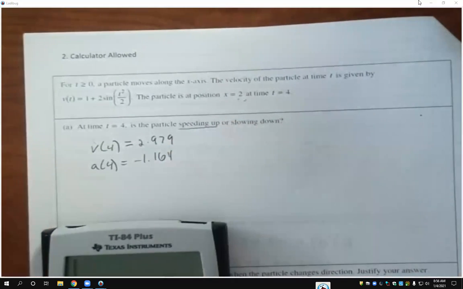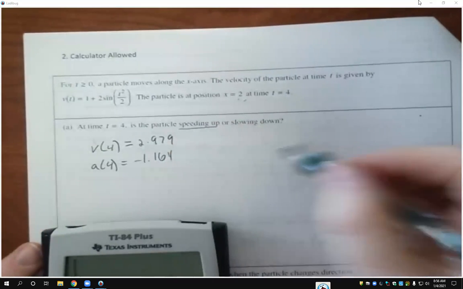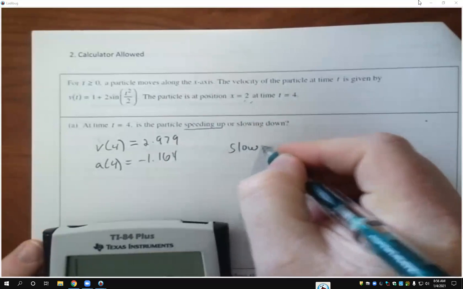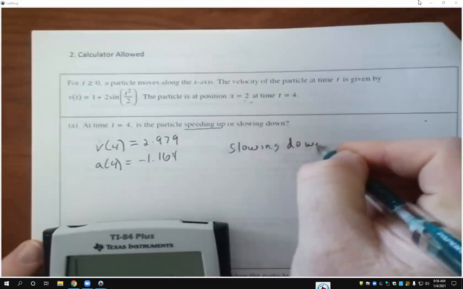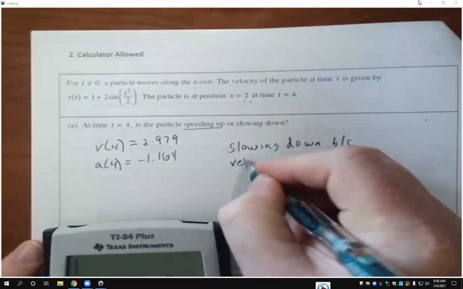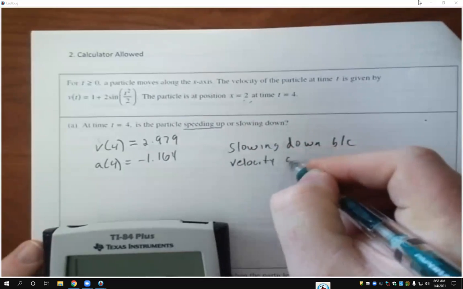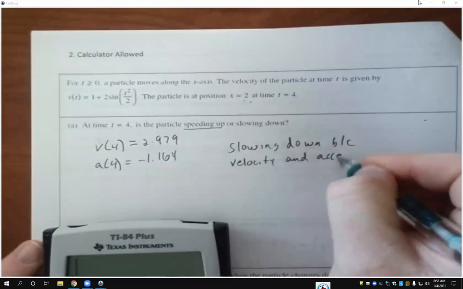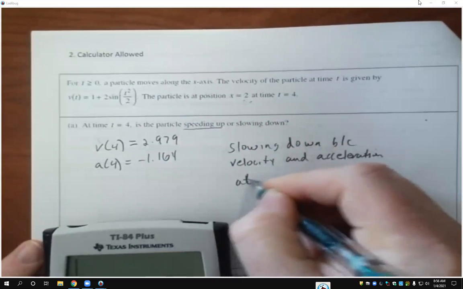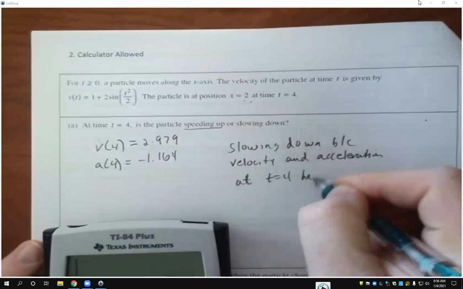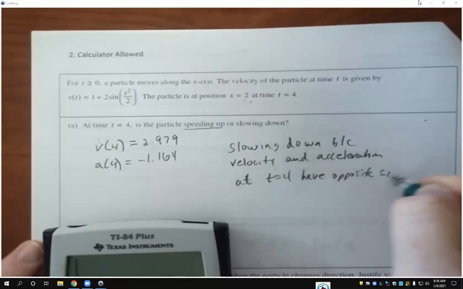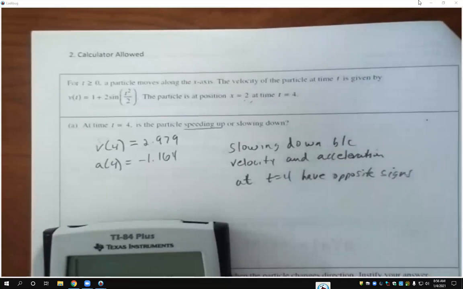Okay, so now I can answer my question. Okay, I am slowing down because velocity and acceleration at t equals 4 have opposite signs. Okay, that's it.